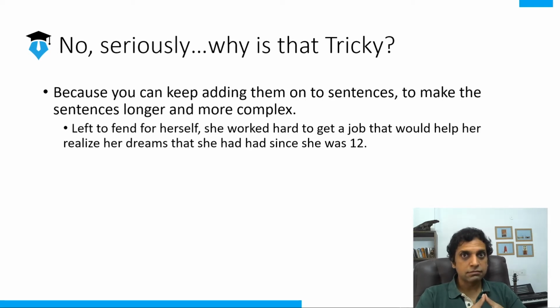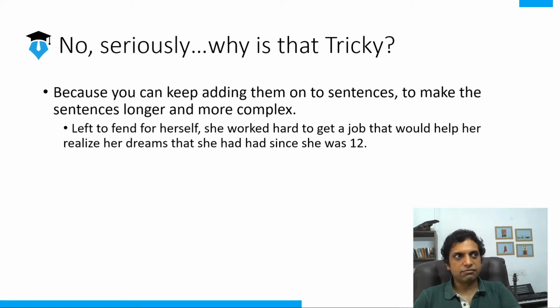So for example, she worked hard is a sentence. It's a valid sentence. In fact, she worked is a valid sentence. Now let's keep adding more information. She worked hard. She worked hard on what? She worked hard to get a job. That's a modifier right there, to get a job. What kind of job? A job that would help her realize her dreams. What were her dreams? Dreams that she had had since she was 12.